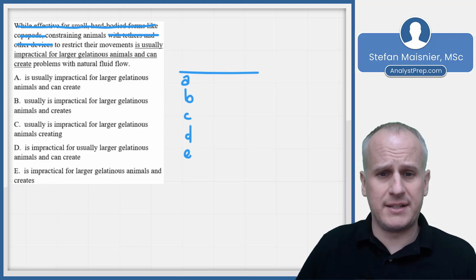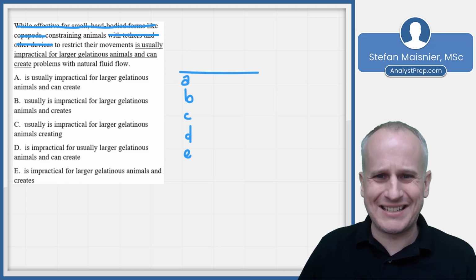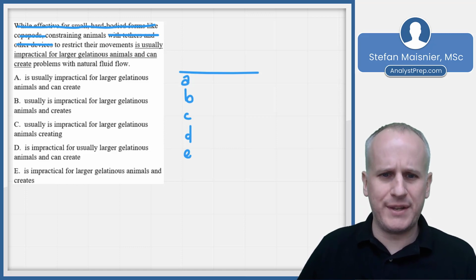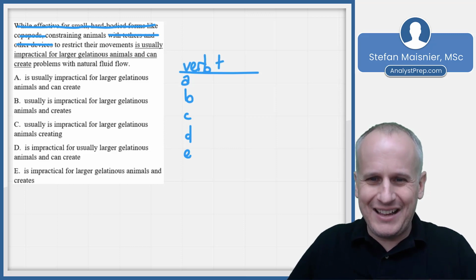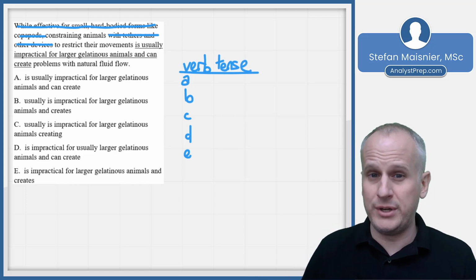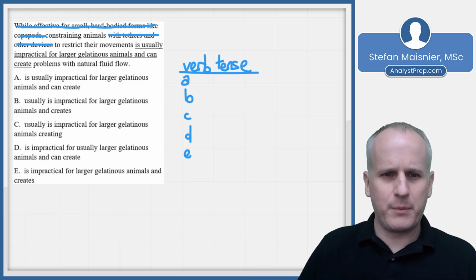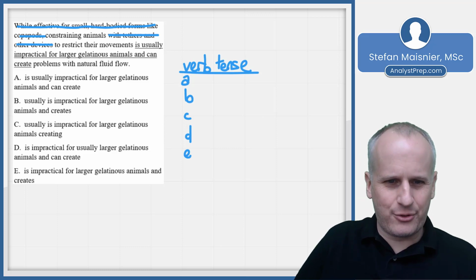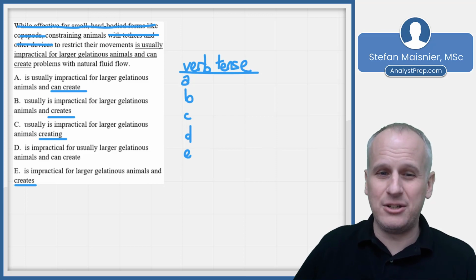That's fine. That's present tense for larger gelatinous animals and can create, again, a possibility, but present tense in its nature, problems with natural fluid flow. So we'll focus on verb tense here. But I personally don't see an issue if we simplify things down to what really is going to affect our underlying portion. Now, if instead we go from a can create to just creates or creating, we've changed what is a possibility into a certainty.